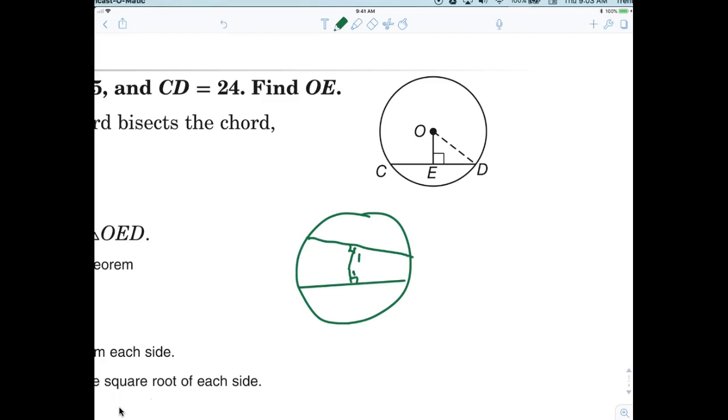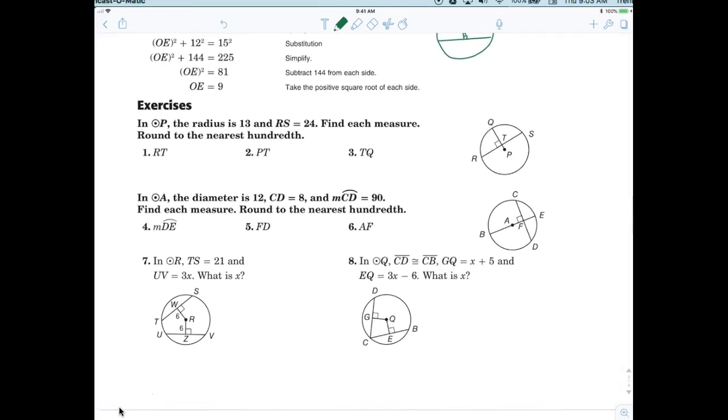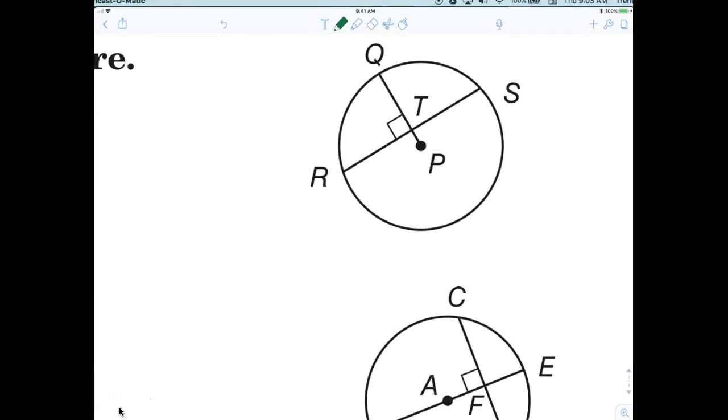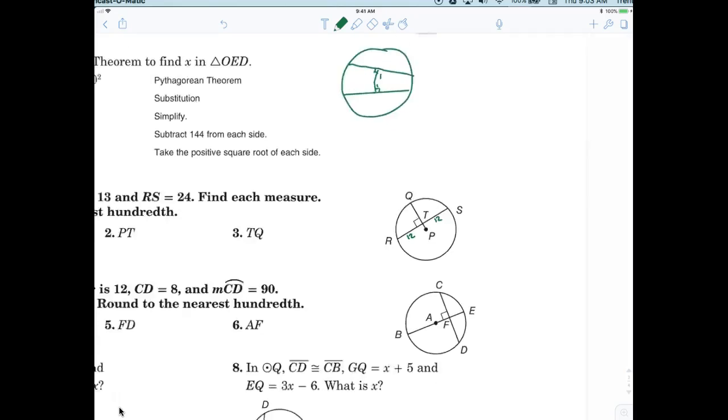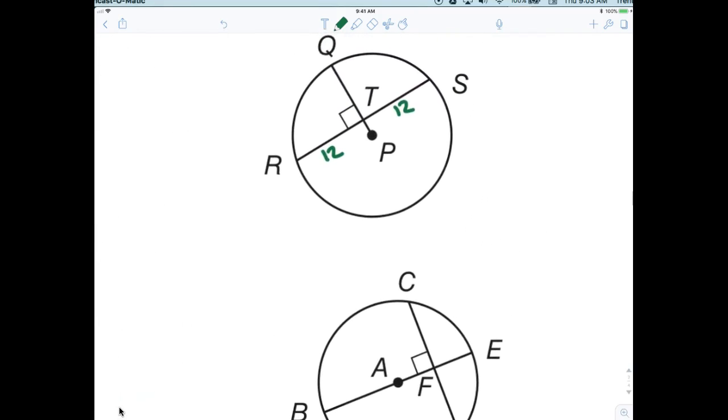All right? So now let's just apply that real quick. In the circle, the radius is 13 and RS is 24. So if RS is 24, then 12 and 12. Does everybody agree with that? And it says that the radius is what? 13. Now, here's what I want to show you guys.